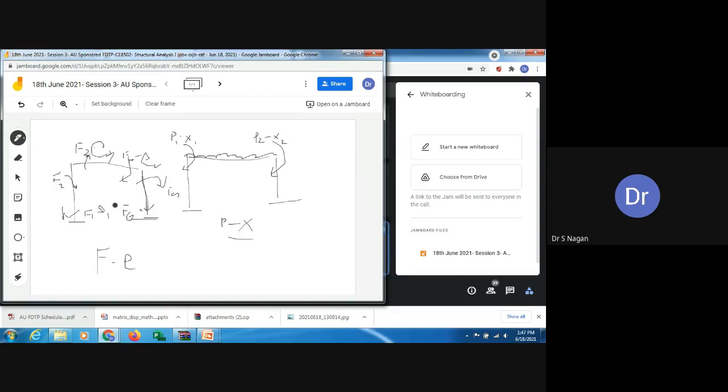Therefore, say this is end A, this is end B, this is C, and this is D. Similarly, in the PX diagram, this is A, this is B, and this is C and D. Can you tell me the relationship between P and F at B? At B, the sum of external joint moments should be equal to the sum of internal joint moments. So, can you tell me this equation, anyone of you, at B, what will be the value of P1?